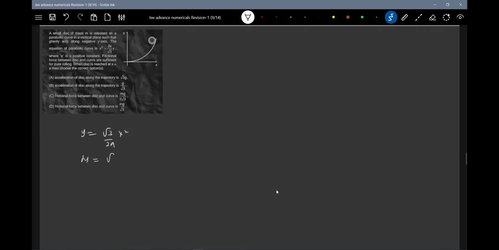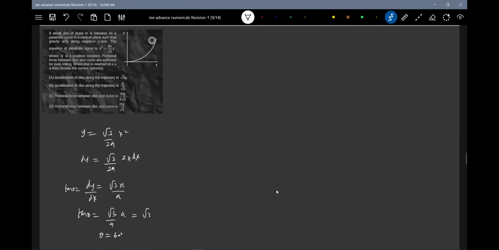dy is equal to root 3 by 2a into 2x dx. The 2 cancels, so dy by dx is equal to root 3 x by a. Frictional force acting between the disk and the curve is sufficient when the disk reaches x equal to a. Then choose the correct option. At x equal to a, dy by dx should be equal to tan theta. So what is theta? 60 degrees.